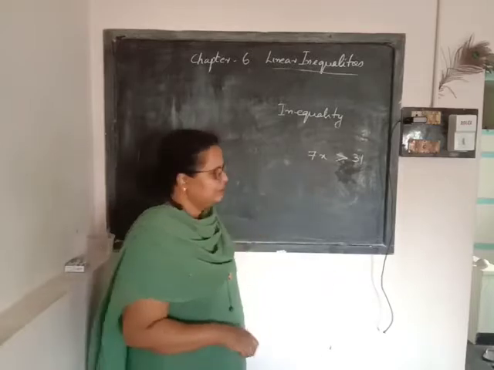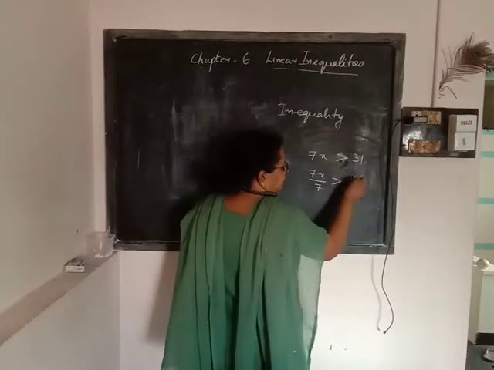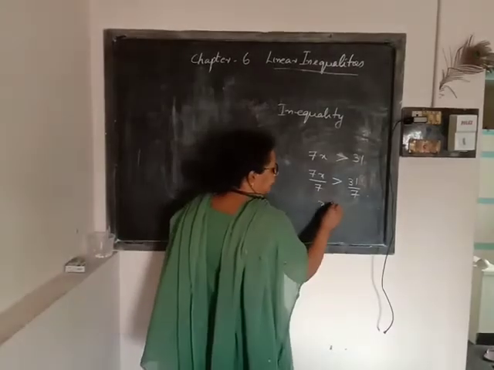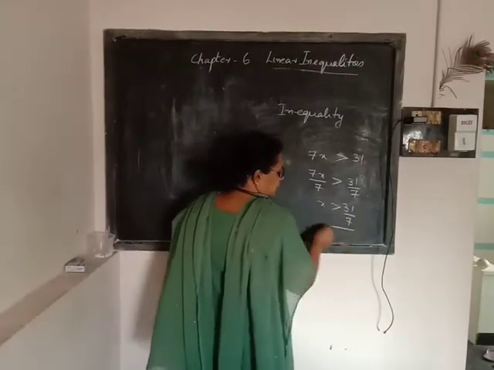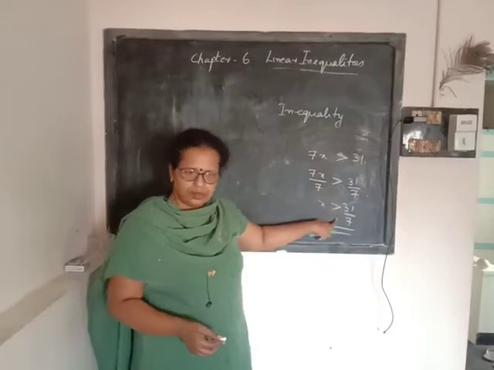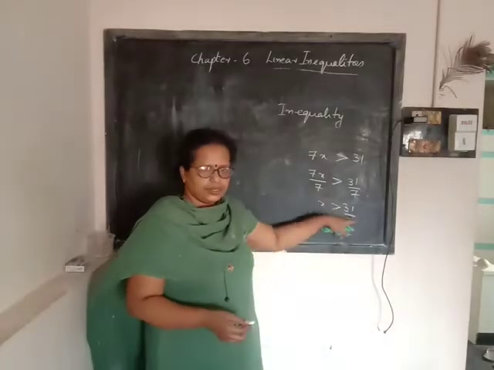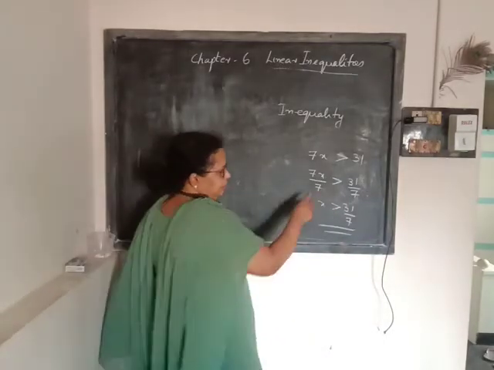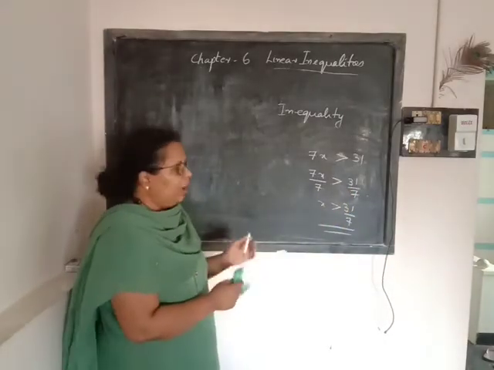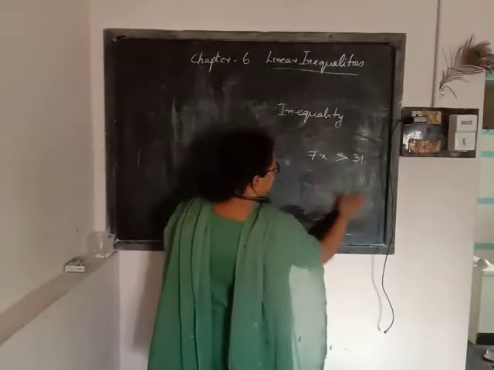How will we solve it? We will divide both sides by 7. So what will we get? x greater than 31 by 7. This is the solution. When it is a linear equation, you get the solution as x equal to. When it is a linear inequality, you will get the solution like x greater than or x less than. Here you see I divided both sides of the inequality by 7 just like an equation. But not all operations are like equations. Let us go through the rules of inequality operations.